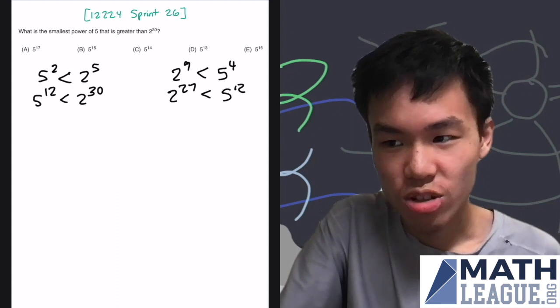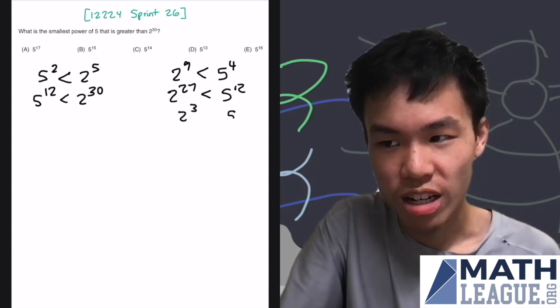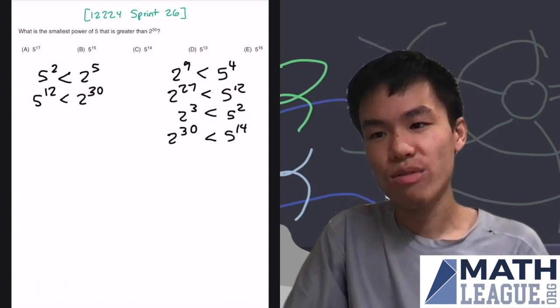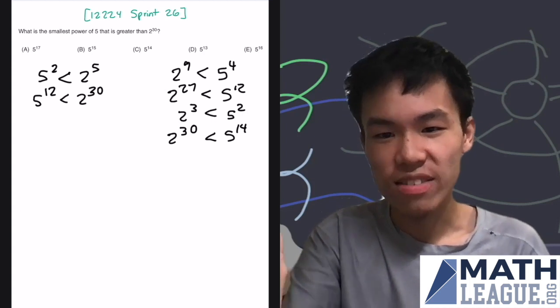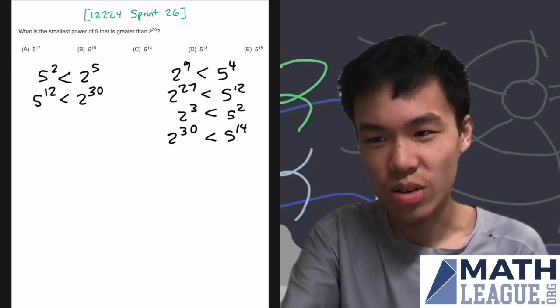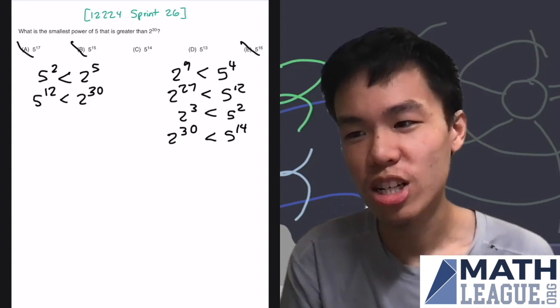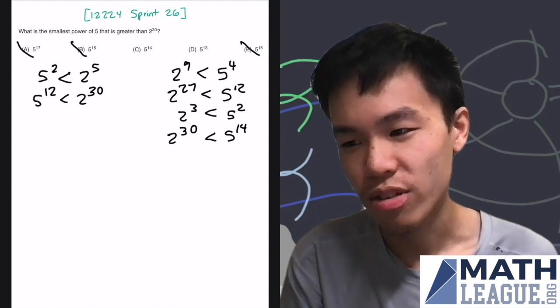And I also know that 2 to the power of 3 is 8, and 5 to the power of 2 is 25. So that's another inequality. And so 2 to the power of 30 is less than 5 to the power of 14. So at the very least, I know that 15, 16, 17 can't be the smallest exponent, so I can eliminate that right off the bat. So now I'm stuck between 5 to the power of 14 and 5 to the power of 13.